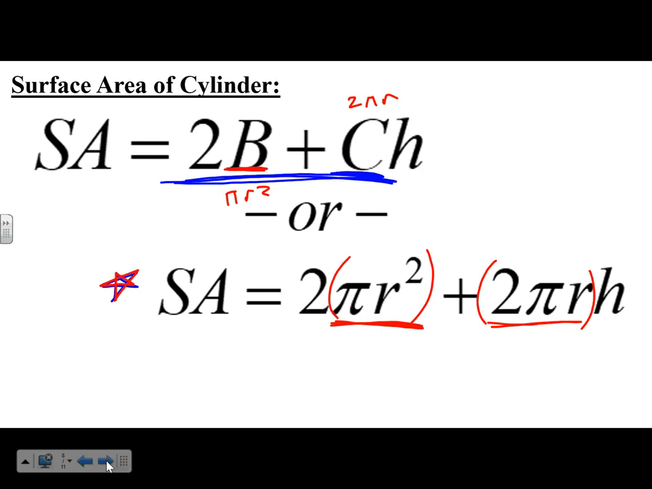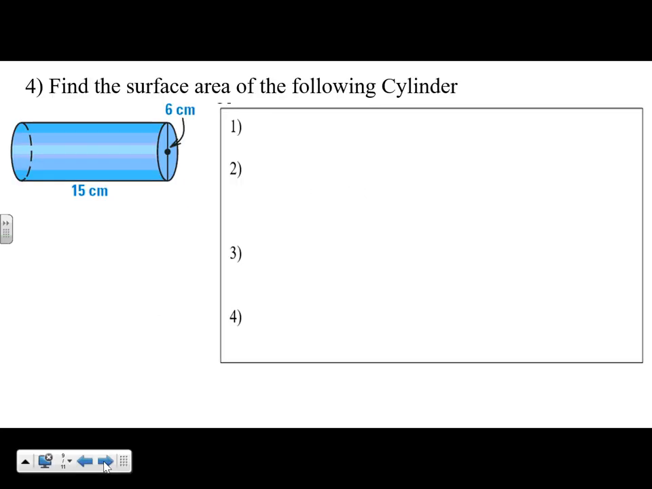Again, the only reason that I didn't use that in high school is because they made me memorize the formulas, and rather than memorizing a whole new formula, I just memorized the one that worked for all of them. But we're going to do it both ways.